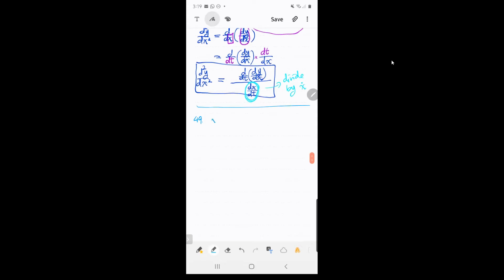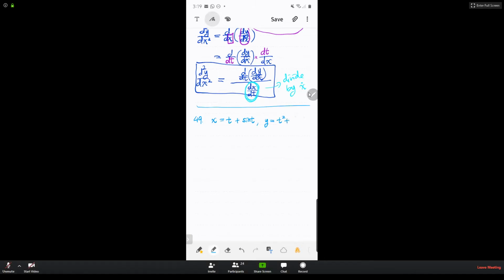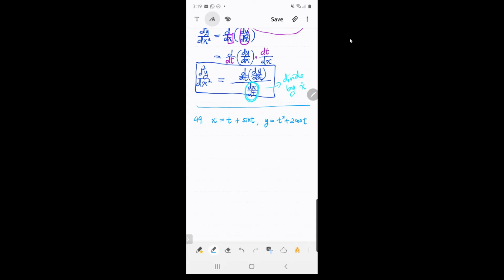You have x equals t plus sine t. You have y equals t squared plus 2 cos t. Now these are the two equations given, all right? And then you look at the result at the bottom.